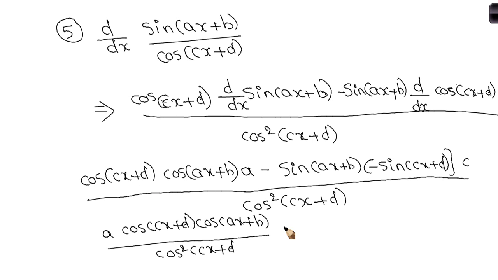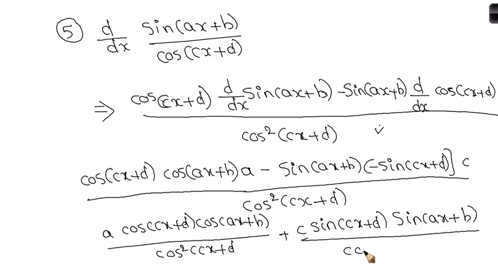I can simplify it further. Till here is the main step. If you can apply this step, you are almost done. The next things are just simplifications. Minus into minus becomes plus, plus c times sin of cx plus d into sin of ax plus b upon cos square of cx plus d.